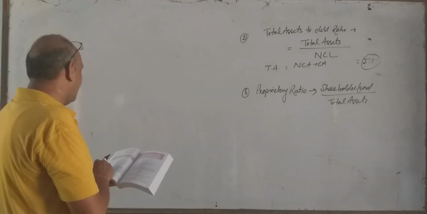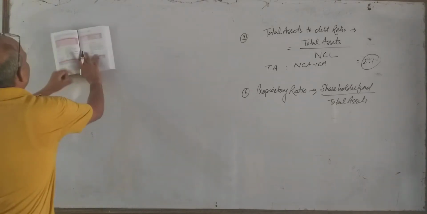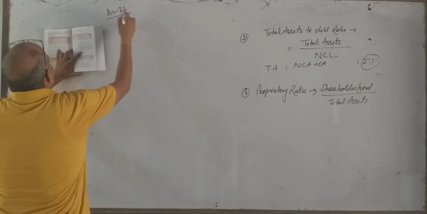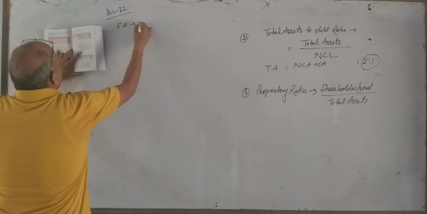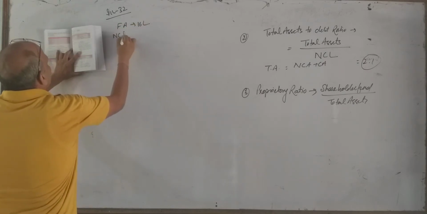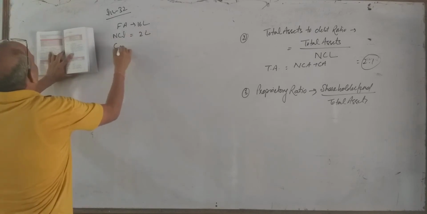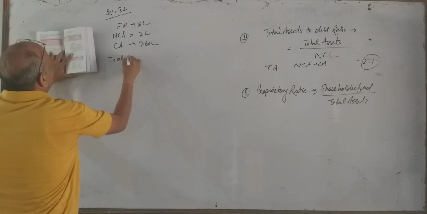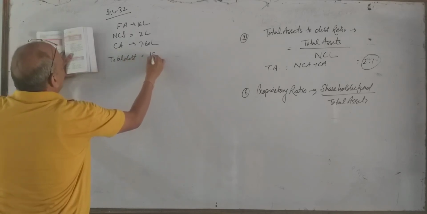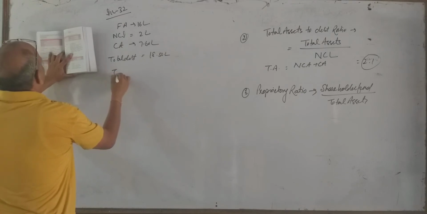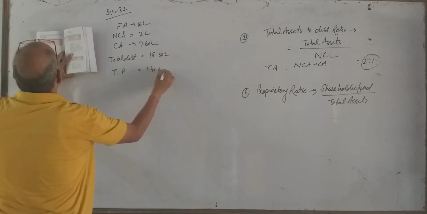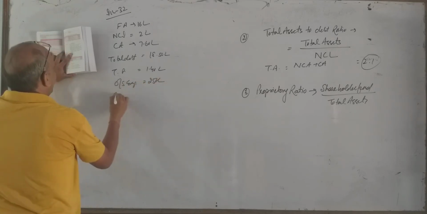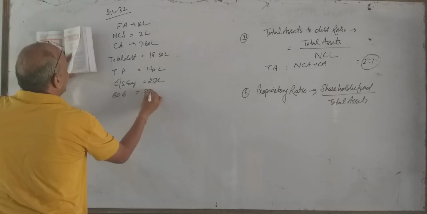Let us do one numerical for that, dear. The numerical says that we have given illustration number 32. Fixed assets 16 lakh, non-current investment 2 lakh, current assets 7.60 lakh. Total debts are given here. Total debt is 18 lakh 50,000. Trade payable 1 lakh 40,000. Outstanding expense 25,000. And bank overdraft is 85,000.